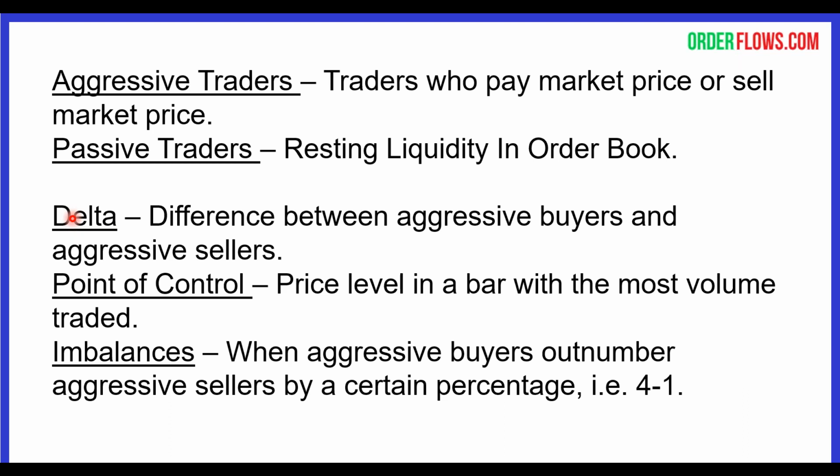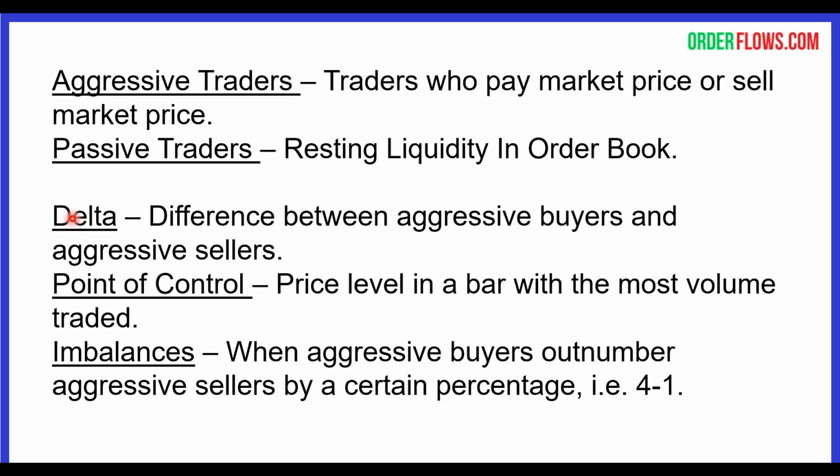Now, once you're able to distinguish between aggressive traders and passive traders, you're going to get information in the order flow. And there are three building blocks of order flow that, in my opinion, most of the information that you need originates from. It's delta, it's point of control, and it's imbalances.